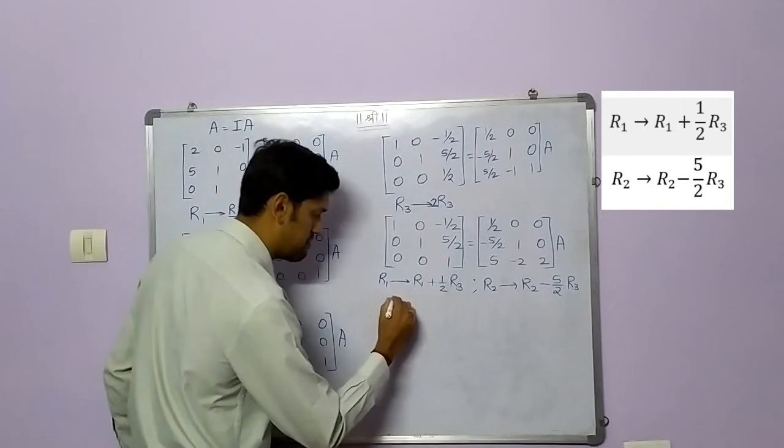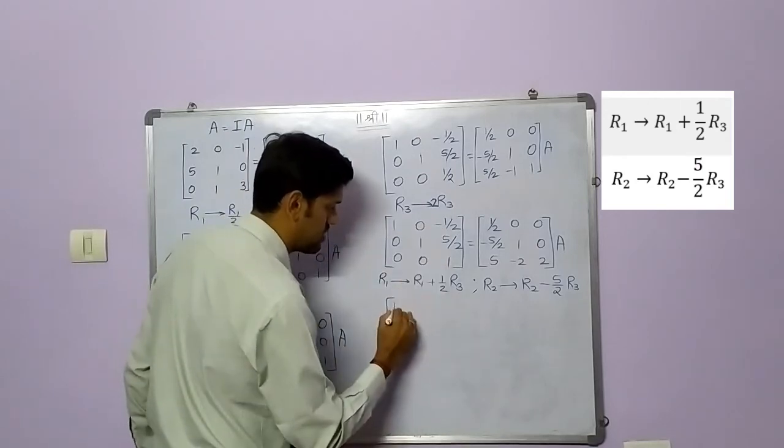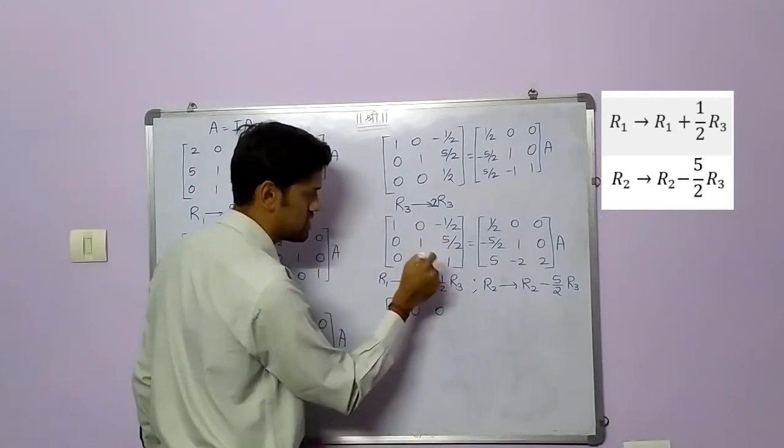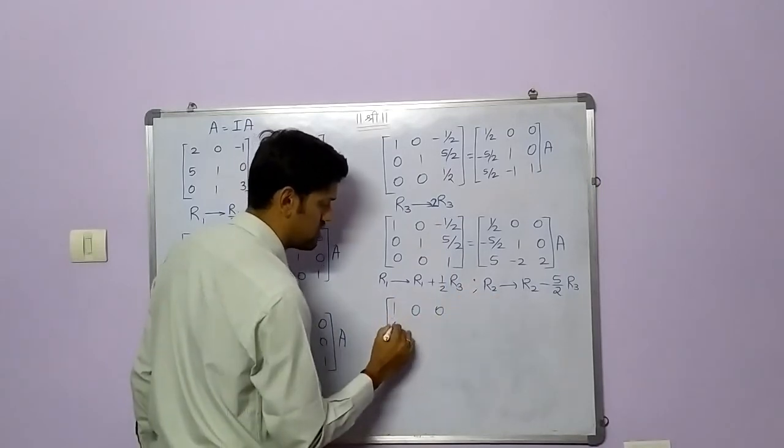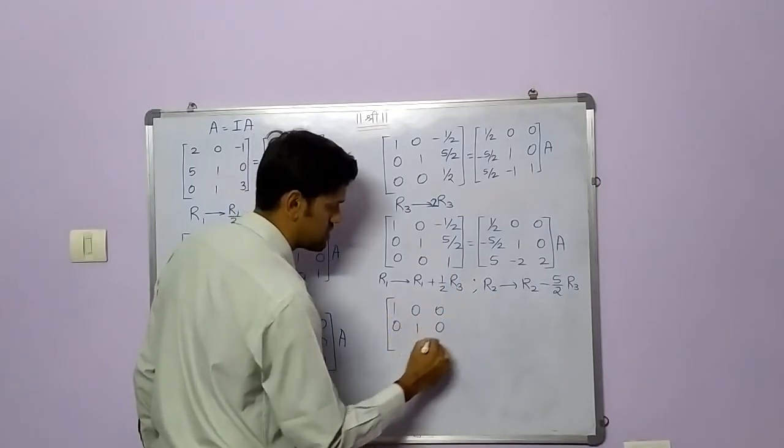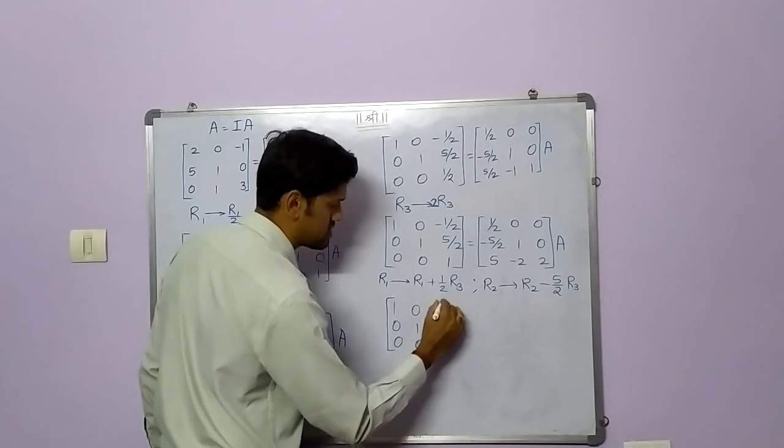So I'll carry out this step. The left hand side will be 1, 0, 0. This will be 0 now. For R2, it will be 0, 1 and this will become 0 now. R3 remains as it is.